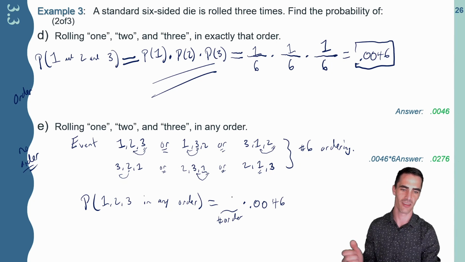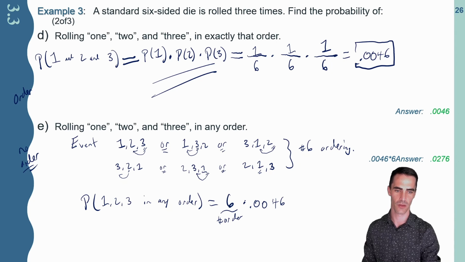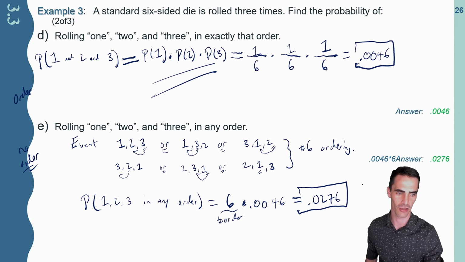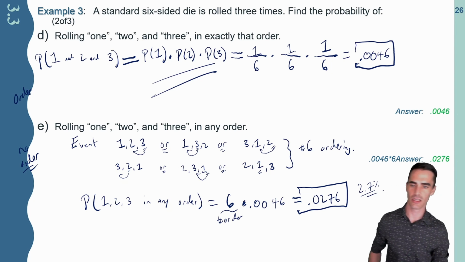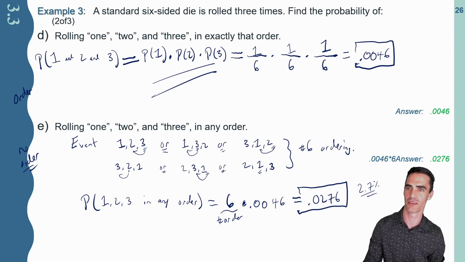0.0046. And it looks like there are 6 different orderings. So if you multiply these two values together, we should get an answer of 0.0276. We did increase our odds significantly, but we're still only looking at 2 or 3%. Not likely, don't count on it.